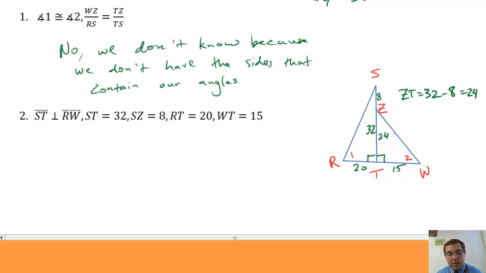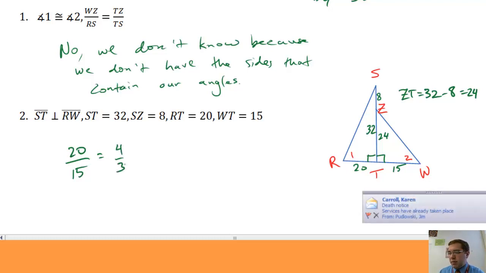Okay, so we've got a pair of angles because those perpendicular lines give us congruent right angles. And we are actually given information about the sides that contain those angles. So we just have to check and see if those sides are in proportion. So let's take RT, which is 20, and put that over WT, which is 15. 20 over 15, we simplify that. 5 goes into both of them. We get 4 over 3.